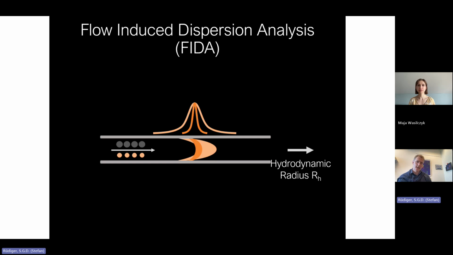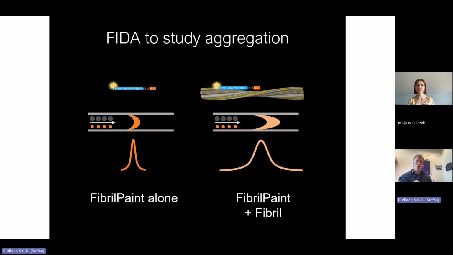FIDA measures the diffusion from the parabola towards the sides of the capillary a sample is shot through. Based on that, you can calculate the diffusion coefficient and the hydrodynamic radius, and that correlates with the apparent size of any particle you look at. So when you have a peptide alone, you get a sharp peak. When the peptide binds to the fibril, as is visualized here, you get a broader peak. Good, and with that, we could now look at protein fibrils.